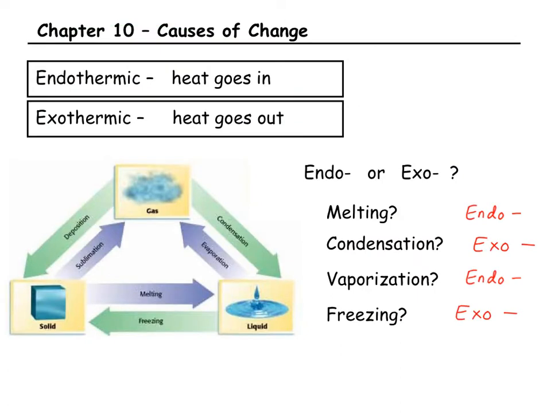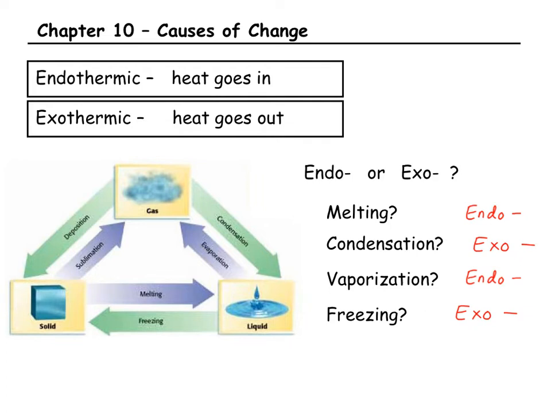Okay, let's finish with a little bit of vocabulary. We have these terms we call endo and exothermic, and all kinds of processes are either endo or exothermic. Now, endo means heat goes in. Exo means heat comes out, kind of like to the exterior or the interior.